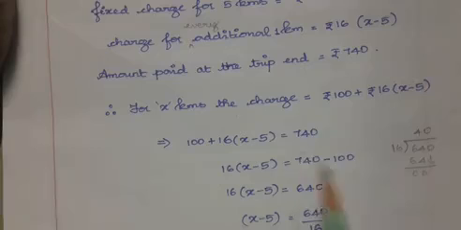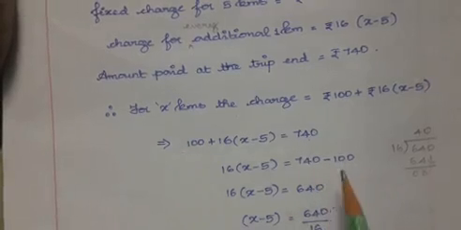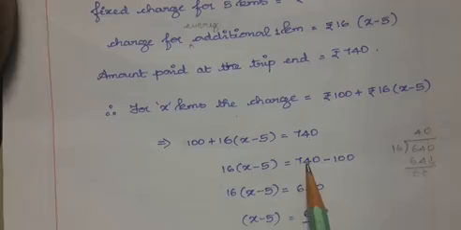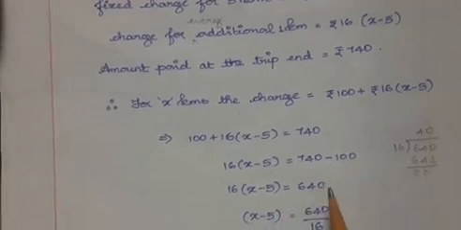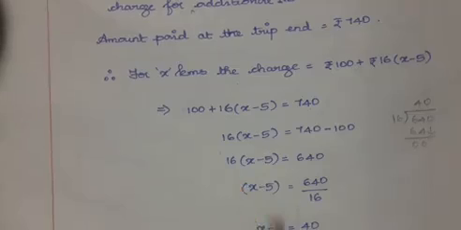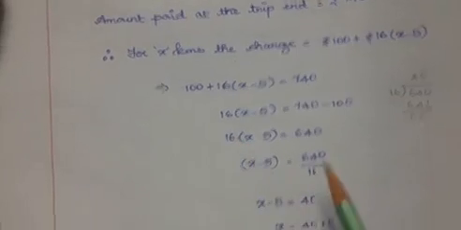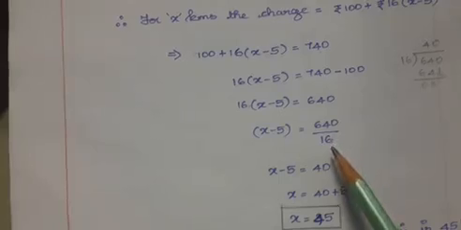So take this 100 to the other side, it becomes minus 100, because this is plus 100. When it goes to the other side, it becomes minus 100. 16 into x minus 5 is equal to 740 minus 100, which is 640. Again take the 16 to the other side. Here it is in multiplication. When it goes to the other side, it becomes division. x minus 5 is equal to 640 by 16.